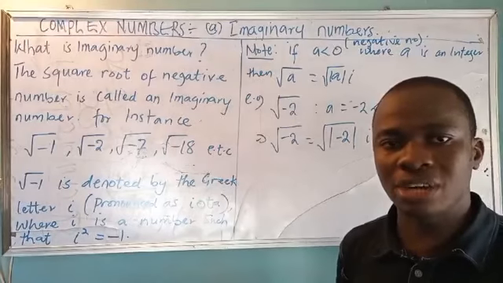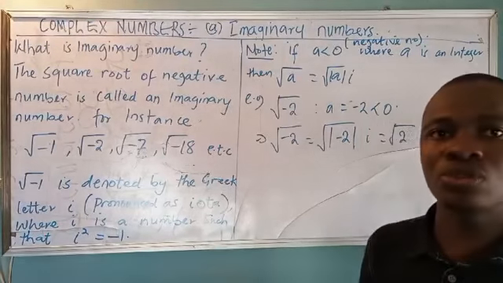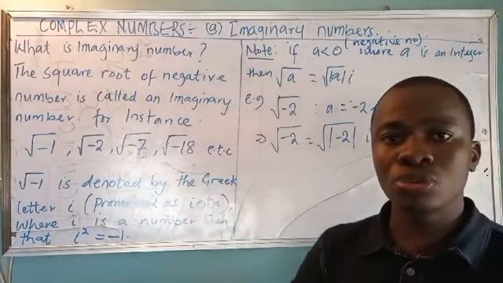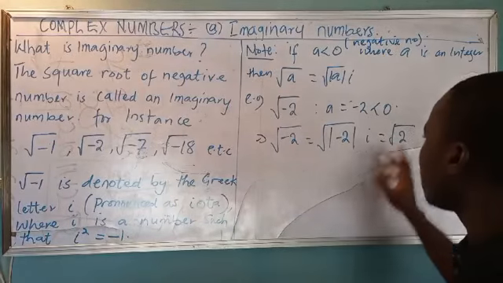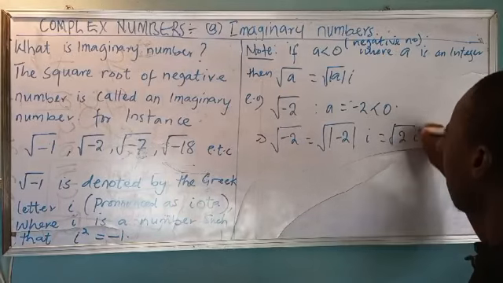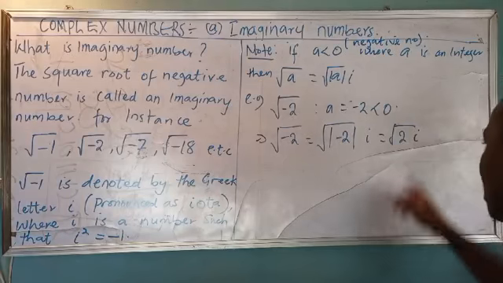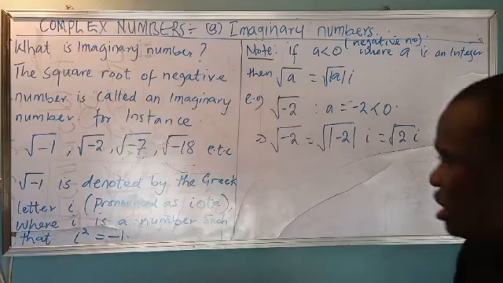So it's not rational. If it were rational, we could get an exact value, but the square root of 2 won't give us an exact value. That's why we have root 2 exactly. Then you put the i, which makes it imaginary.